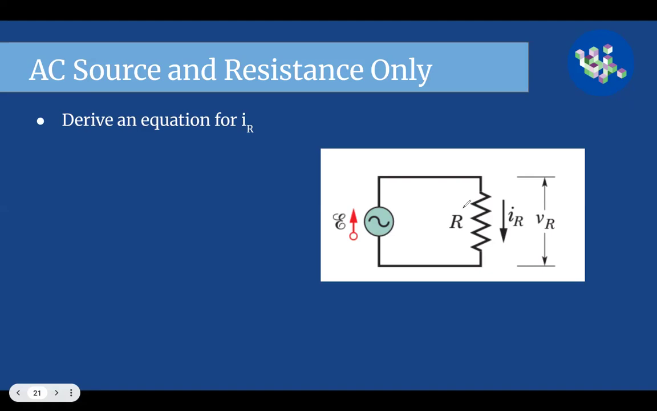Using the complex impedance way, derive an equation for the current as a function of time through the circuit. This just represents an AC voltage source. I'll say the voltage across the source equals some V0 times e to the i(omega t plus phi v).